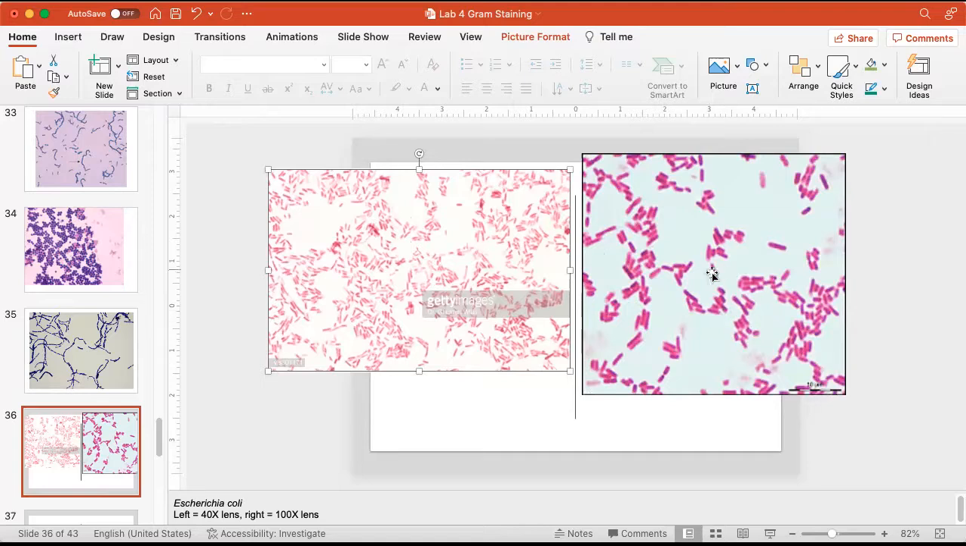I want you to also notice that there's nothing going on here in terms of grouping behavior. You might think, oh, well, maybe these are clusters. Maybe these are clusters. Rods don't tend to cluster. Rods will chain sometimes, but they don't cluster. Cocci cluster. But rods don't typically. And E. coli doesn't have any particular grouping behaviors that we look for on the slide.